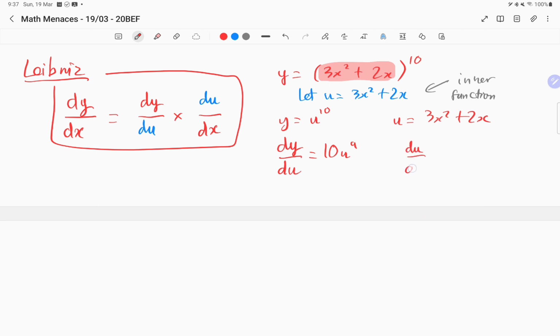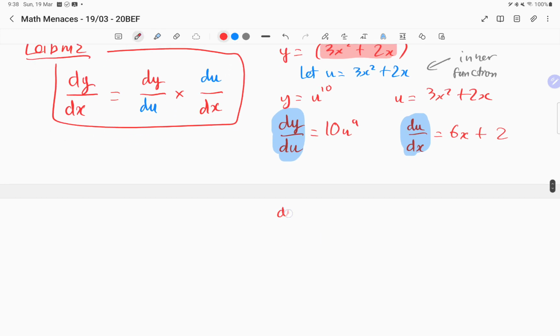And then what's du over dx, Sarah? Yes, that's right. And remember the formula? The formula is just dy over du times by du over dx. So then I'll write it down here. dy over dx equals dy over du times du over dx. If you use this notation, always write the formula.